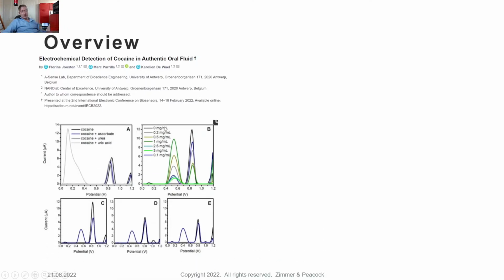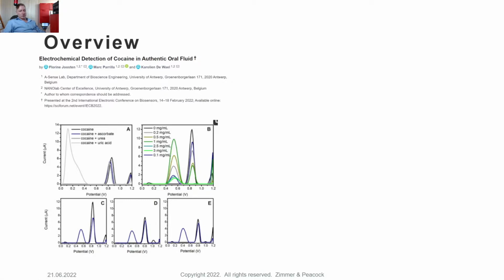In the paper, there's a couple of things that resonate well with us at ZP. They're using a screen printed electrode, and they're also using voltammetry. In this case, they're actually using square wave voltammetry. So what we're saying is that there's a lot of value in scientific papers such as this, because there's a real world application, and driving under the influence of narcotics is a problem.